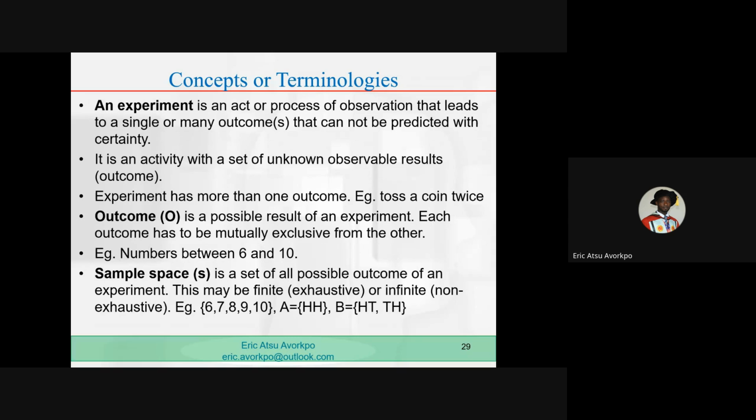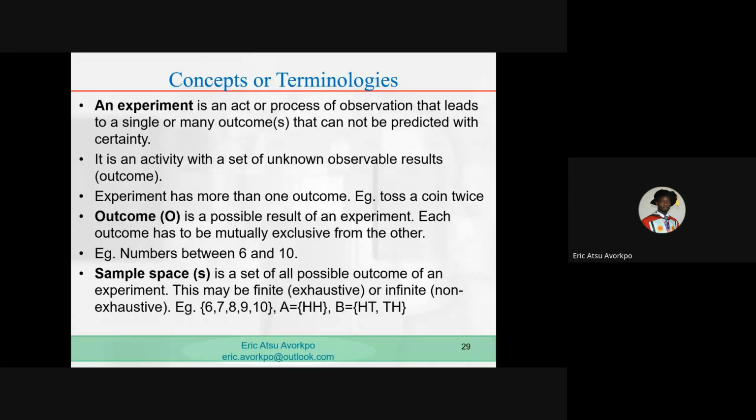A typical example is that if you toss a coin once, that coin might result in 2 outcomes. So far as the outcome is going to be more than 1, then we can say that it's an experiment. Also, an observation is just the possible results of the experiment, the actual results of the experiment that you conduct. Each outcome has to be what we call mutually exclusive from the other.